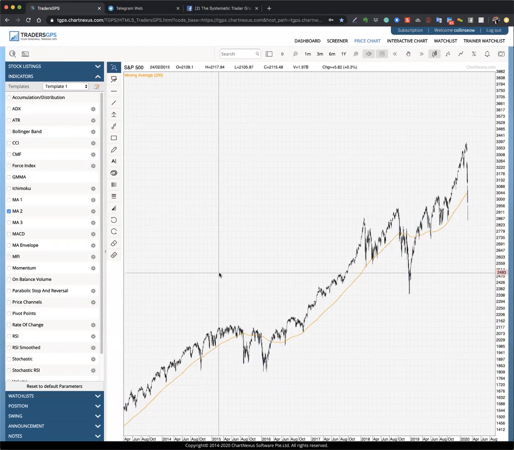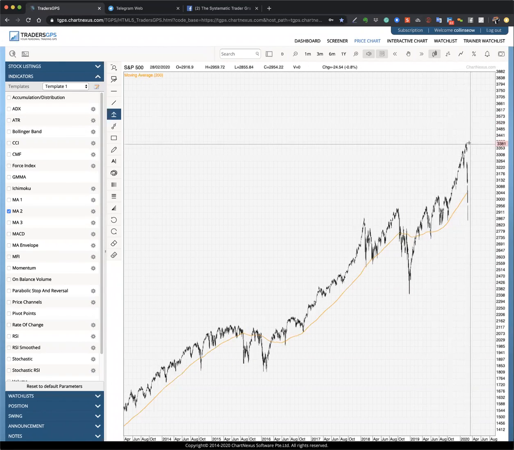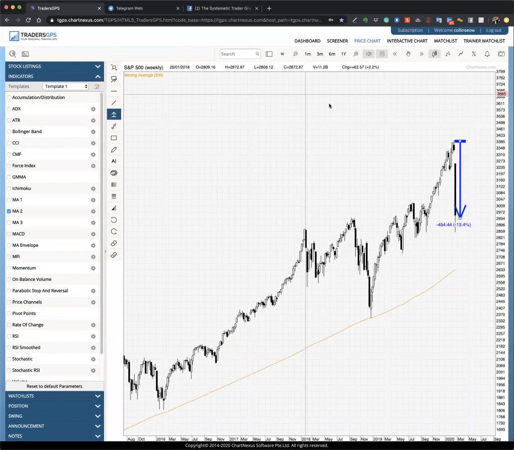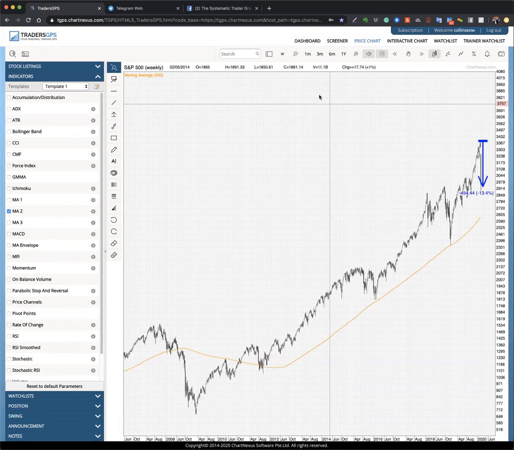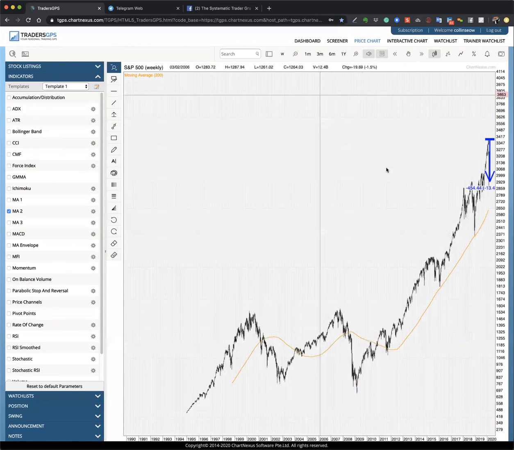Now let's come back to the question. How do we know that this is a correction? Now we have dropped from high to low, maybe around 12, 13%. How do we know it's a correction or is it a trend change? The question is, how do we know whether it's a correction or a trend change? Yes or no?